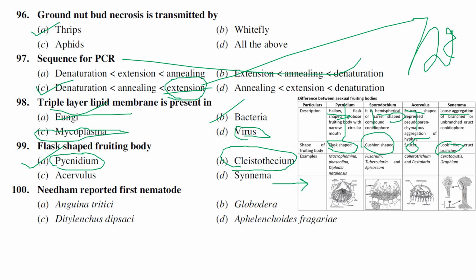So the last one is Needham reported the first nematode. The world's first nematode is Anguina tritici, that was reported by Needham in 1743, and it is associated with the yellow slime rot, yellow ear rot disease of wheat. That is also associated with a bacterium called Corynebacterium tritici or Clavibacter tritici. This is the first nematode. It is also very important. Anguina tritici is the first plant parasitic nematode reported by Needham in 1743.